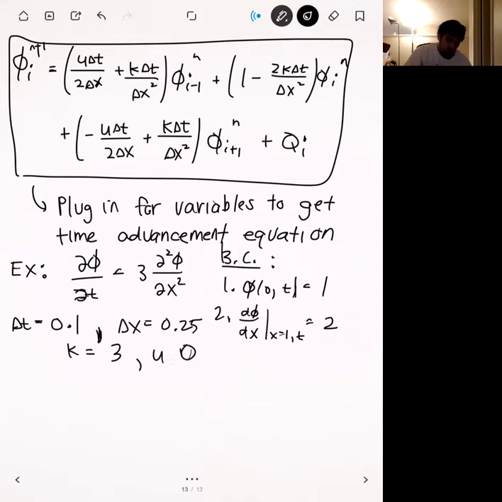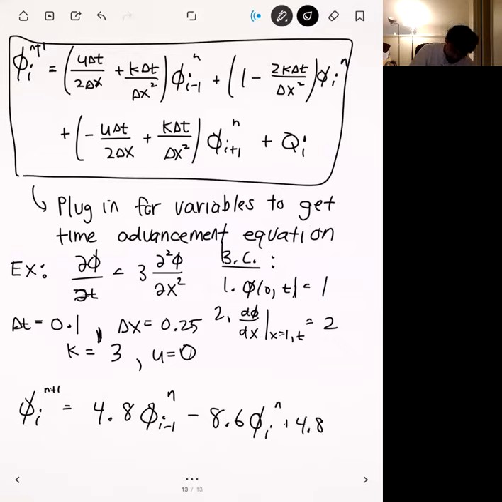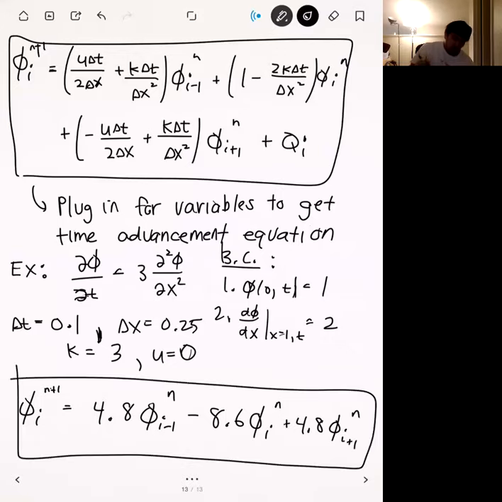Plugging all of those in, what we get is phi I n plus 1 is equal to 4.8 phi I minus 1 to the n power, minus 8.6 phi I to the n, plus 4.8 phi I plus 1 n. And that's our time evolution equation for this guy.